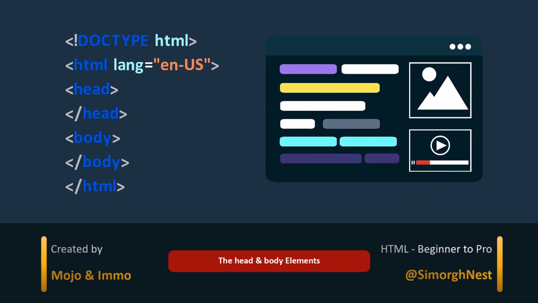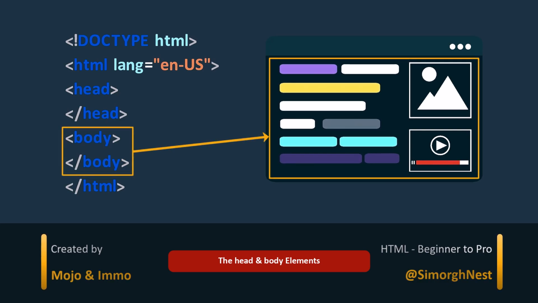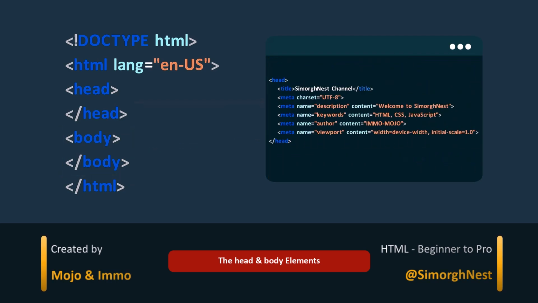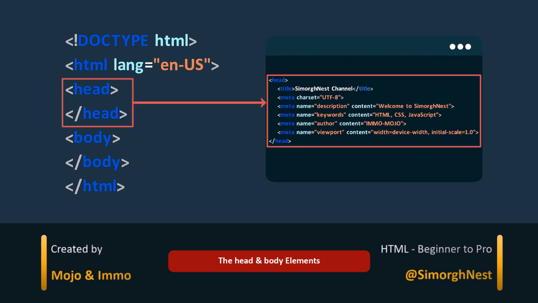Similarly, HTML has head and body elements that serve different purposes. The body element contains everything that is displayed on the web page and represents the main content of an HTML page. On the other hand, the head element contains information or metadata about the document but is not visible on the page.